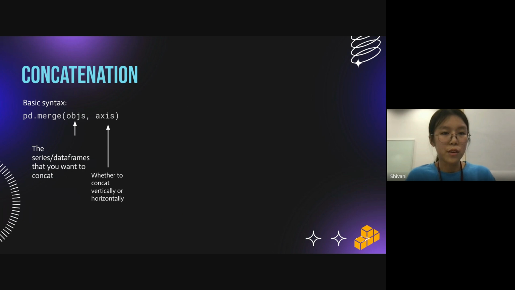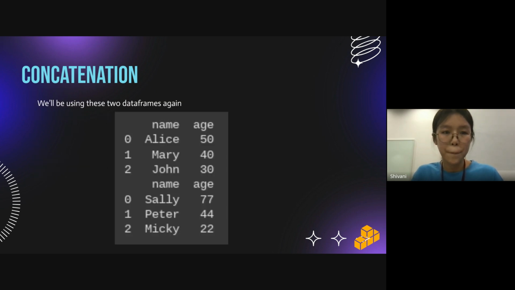Next, we'll also be moving on to concatenation. Concatenation is quite similar to merge, but what it does is basically add all the items from data frame 1 and all the items from data frame 2 together. Objs is basically the different data frames that you have and want to concatenate together. And this axis, as Shivani has taught in NumPy earlier, you can either merge vertically or horizontally.